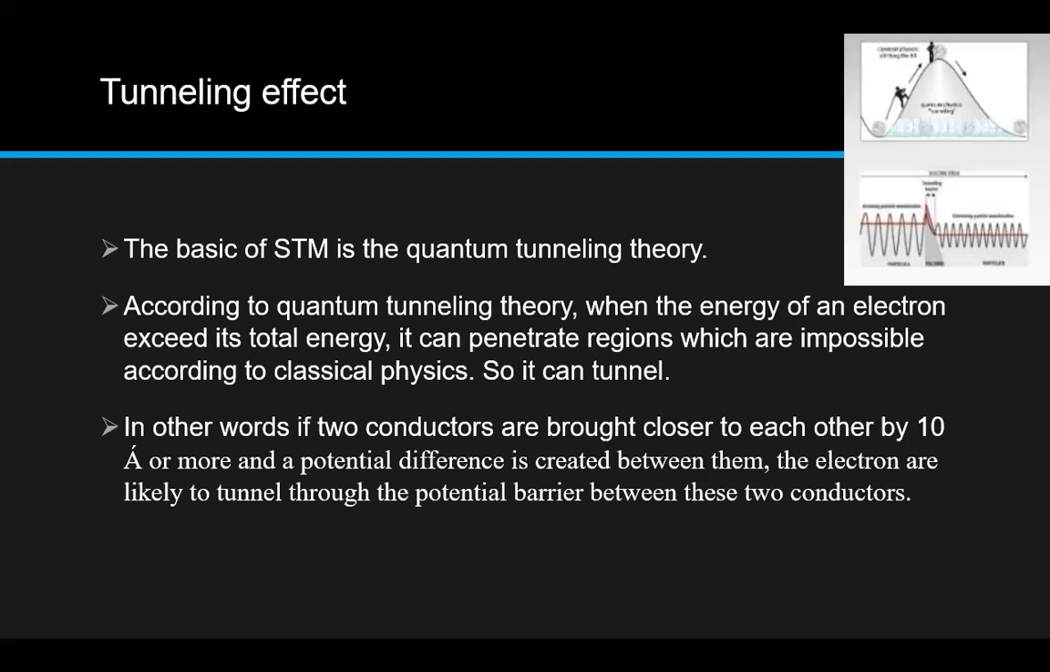In other words, if two conductors are brought close to each other and a potential difference is created between them, the electrons are likely to tunnel through the potential barrier between the two conductors.